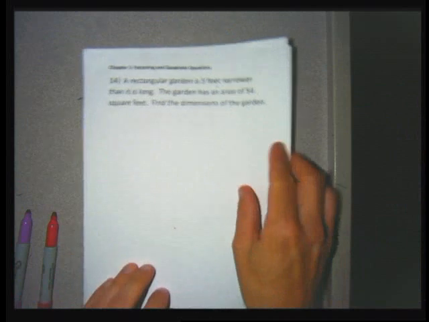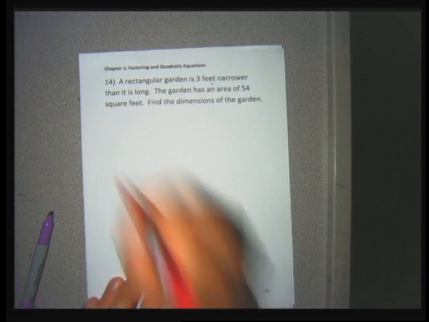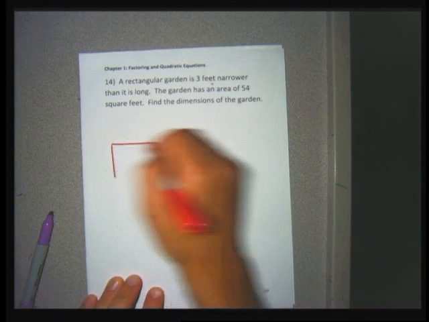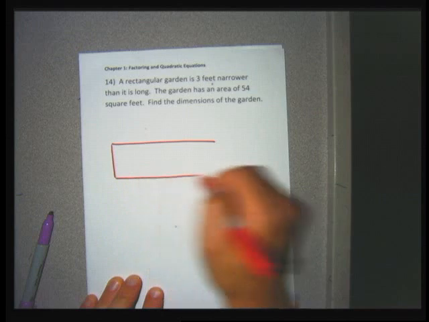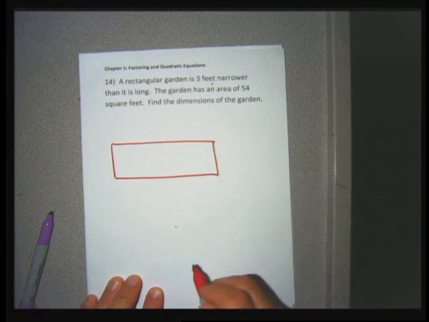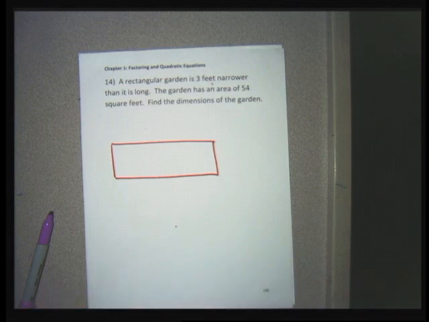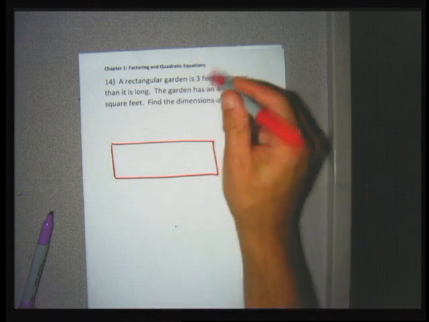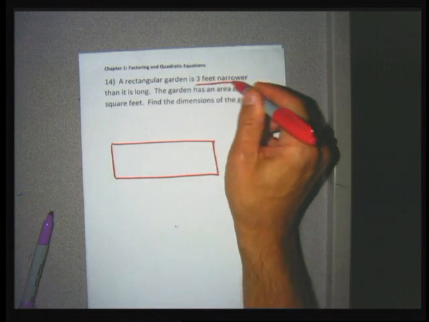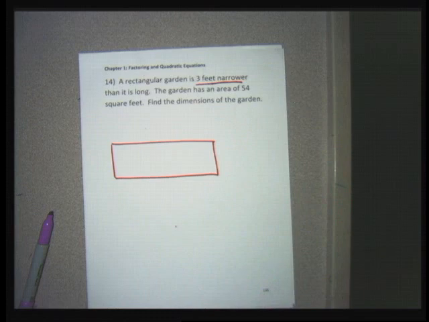I think 14 is going to have a similar feel. It talks about a rectangle again. In this case it talks about a garden, and it's 3 feet narrower. The narrower is a width. So the picture in this garden, it looks like it's a little bit longer than it is wide. And the first sentence tells me how the length and the width relate to each other. And being 3 feet narrower than it is long means the width is 3 feet less than the length.